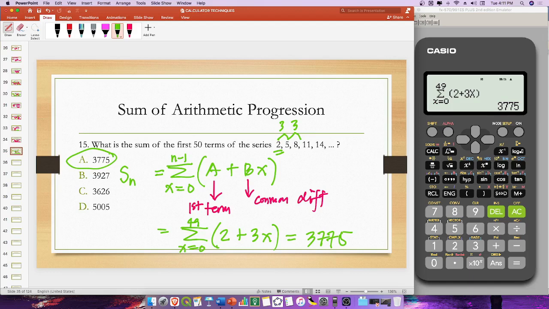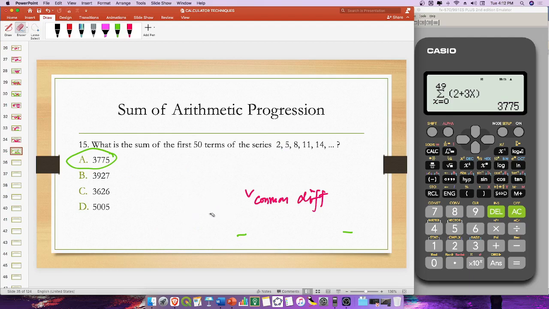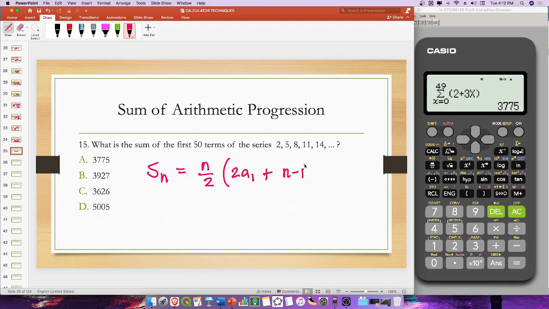So how about if we use the formula? Can you still recall the formula? No? Okay, I will erase this part. I will show you how to calculate this manually using the formula in your arithmetic series. The sum of the n terms of an arithmetic progression is simply n over 2, multiplied by 2a1 plus (n minus 1) multiplied by d. If you can still recall this one, I gave this to you weeks ago.